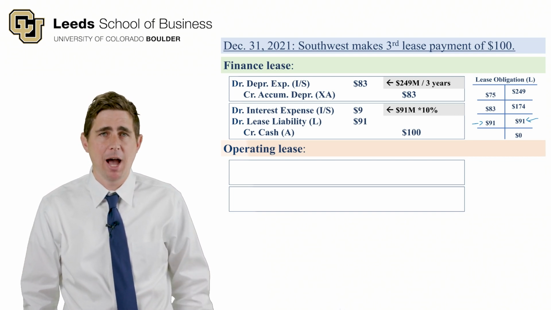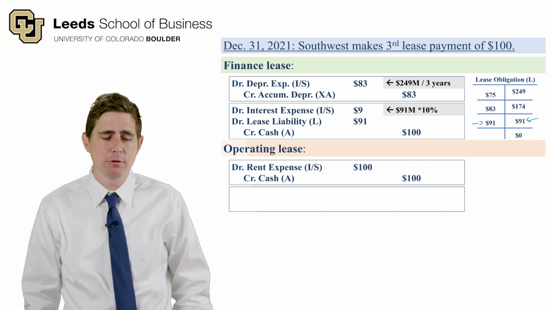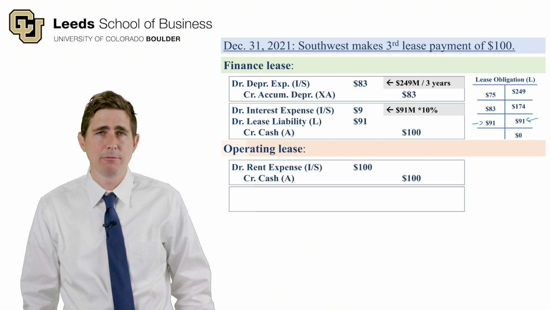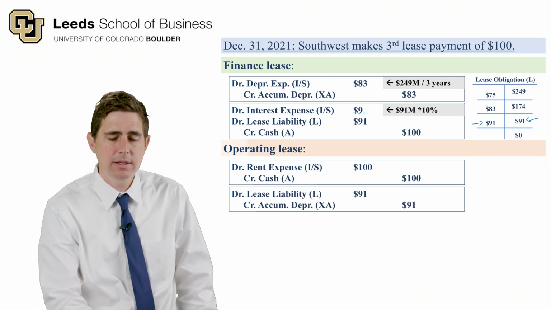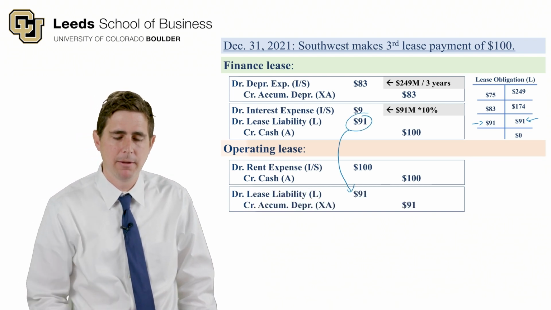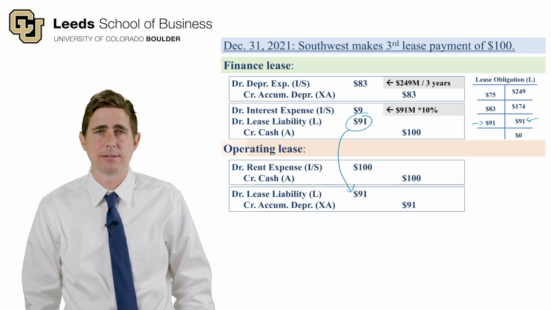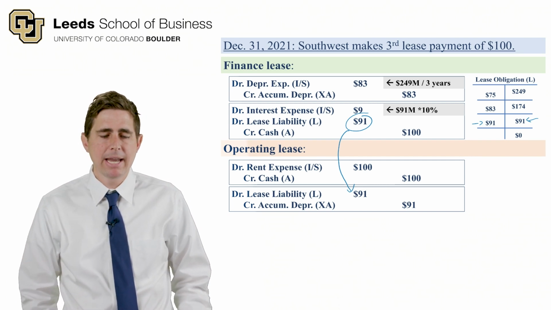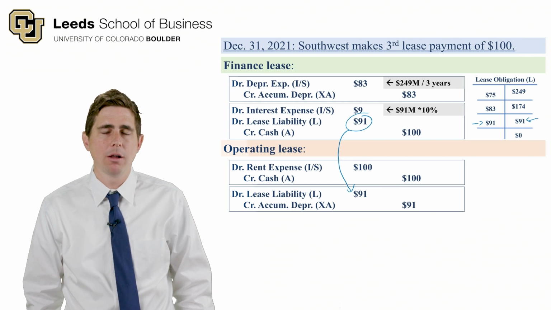Now let's end the operating lease accounting. Let's make our final rent payment of $100, debit rent expense, credit cash, and we'll amortize the rest of the asset and liability to 0 using the same effective interest rate method that we used for a finance lease. Okay? Now we're going to zoom in on this overall accounting method.